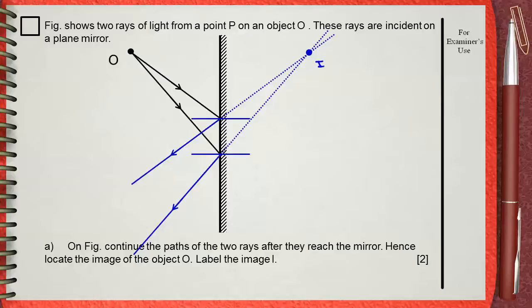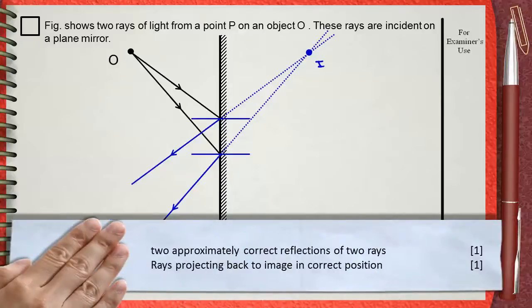This common question is usually for 2 marks. 1 mark is for 2 approximately correct reflections of 2 rays. This is 1 mark for reflecting the rays correctly. The second mark is for rays projecting back to the image in the correct position. So the second mark is for the extensions and the position of the image.